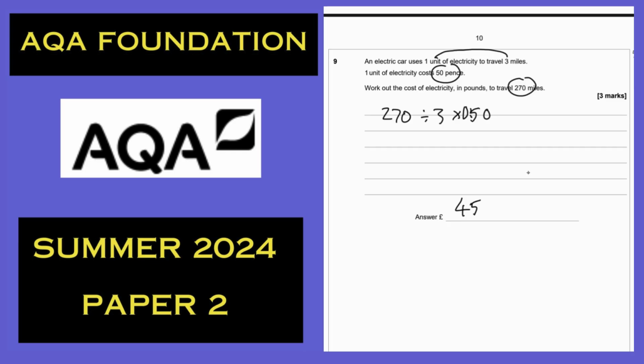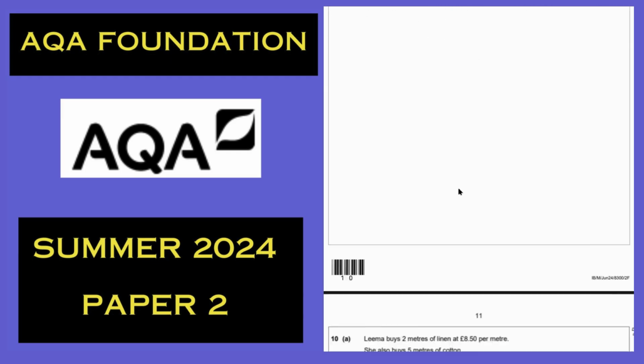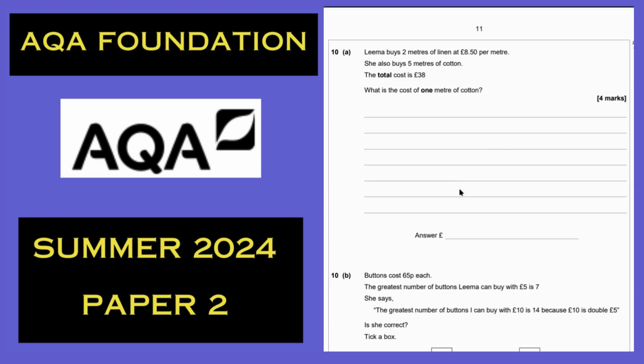If you did it in pence and got the answer 4,500, that's fine. But obviously you'll need to realise that's in pence, divided by 100, because it's got the pound sign in the answer. For number 10, we've got 2 metres of linen, £8.50 per metre.